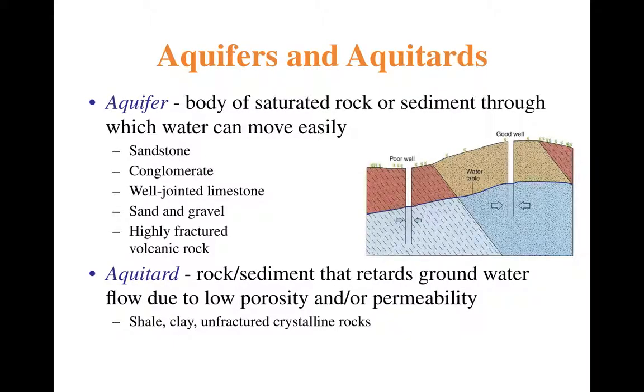Okay, aquifers and aquitards. Aquifers are a body of saturated rock or sediment through which water can move easily. So sandstone, conglomerate, well-jointed limestone. By well-jointed limestone, I mean limestone with holes in it. Sand and gravel and highly fractured volcanic rock. An aquitard is a rock or sediment that retards groundwater flow due to low porosity and permeability. This is like shale, clay, unfractured crystalline rocks.